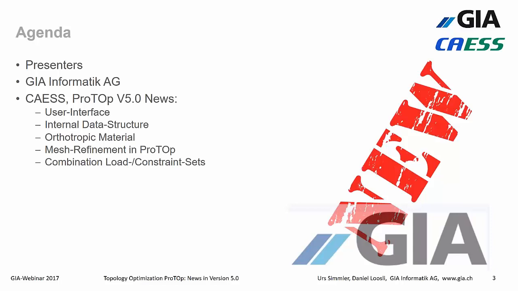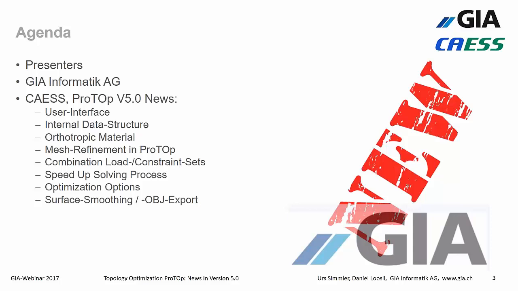We can do mesh refinement in ProTOp, and we can speed up the process with the new combination capabilities, and also we'll see a speed up in the overall solving process. Then we'll have an overview about the optimization options, and I think very important, the OBJ export and the new smoothing capabilities in ProTOp.